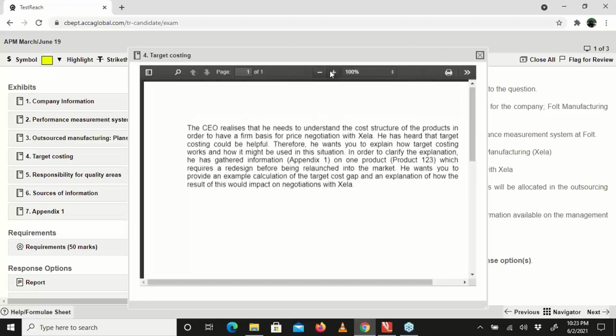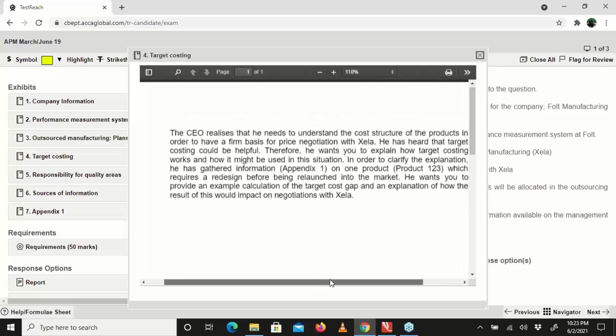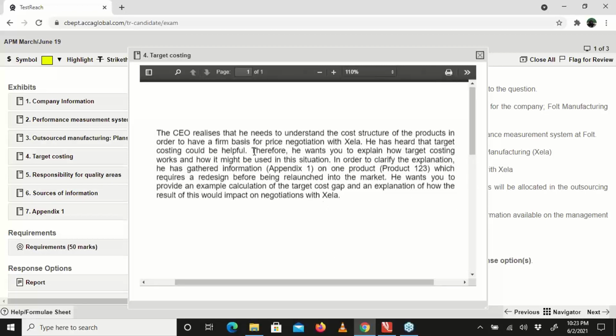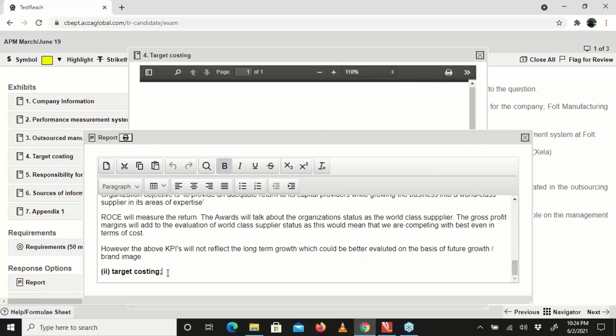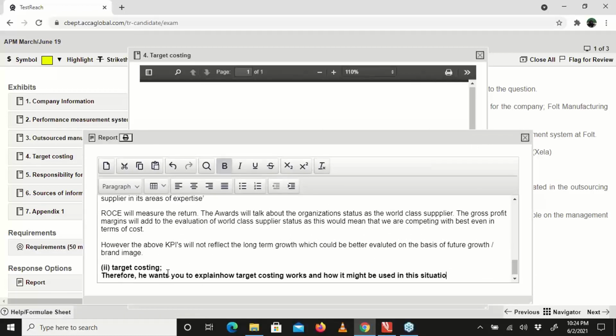Okay, so basically what happens is that the CEO wants you to explain how target costing works and how it may be used in this situation. He wants to know how target costing works and how it could be used in this situation.